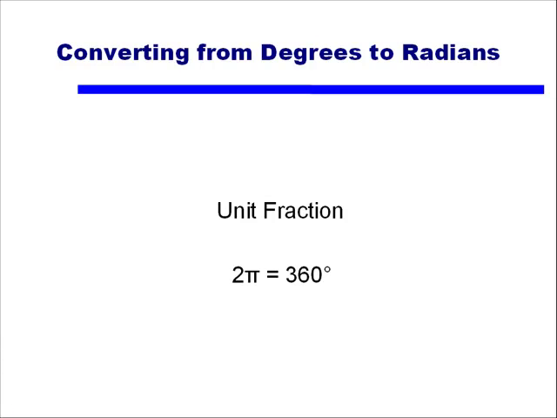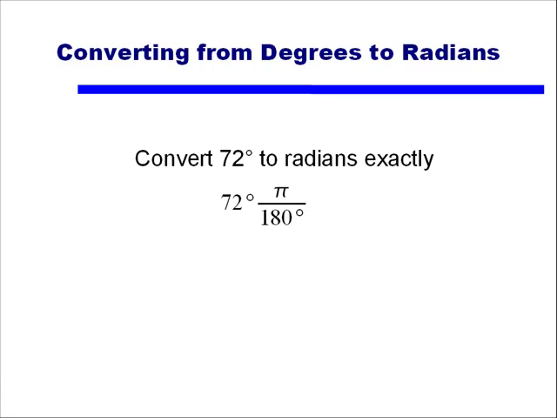If we remember from our last lecture, a complete rotation, or 360 degrees, was equal to 2 pi. So we can use the relationship 2 pi equals 360 degrees for a unit fraction. Well, we can simplify this a bit and just look at pi equaling 180 degrees. All I did was divide both sides by 2. Using this unit fraction, I can change a number from degrees into radians or radians into degrees.